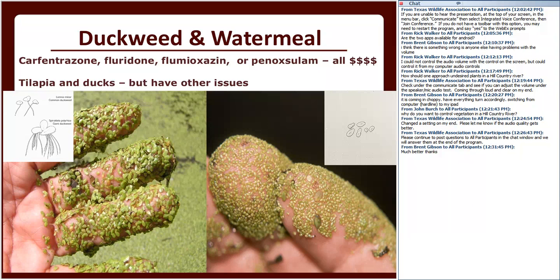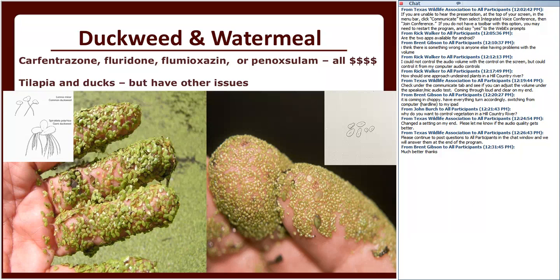Now, tilapia, on the other hand, we can add tilapia, and tilapia do consume both of these species. They're moderately effective, but if you do have a situation where you say you have a 1-acre pond that's perhaps 1/4 to 1/2 covered with duckweed or watermeal, the tilapia just simply won't be able to keep up by eating the amount of biomass that's out there.